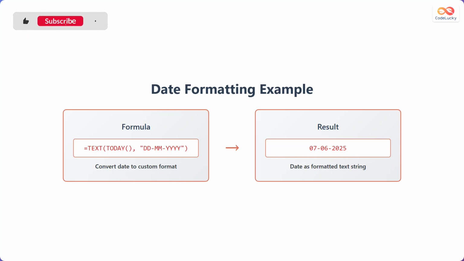Here's an example of how to format dates using the TEXT function. To convert today's date into a specific format, use the formula =TEXT(TODAY(), "dd-mm-yyyy"). This will convert the date to a custom format. For example, the 7th of June 2025 will be displayed as 07-06-2025. This is especially useful for standardizing date formats in reports.